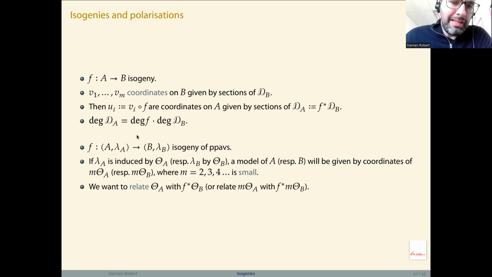So in practice, our abelian variety is given by a principal polarization, induced by some principal divisor theta A. And in practice, we work not with theta, but with a small multiple m theta to have enough coordinates, like m equal to 3 or 4. So since we want to find a model m theta B on B, and coordinates V_i composed with F, what we want to do is relate the pullback of theta B by F with a principal polarization theta A. Or more precisely, relate the pullback of m theta B with m theta A. Because theta A or m theta A has small degree, the pullback will have a large degree. So the pullback won't be m theta A, but maybe you can relate it.